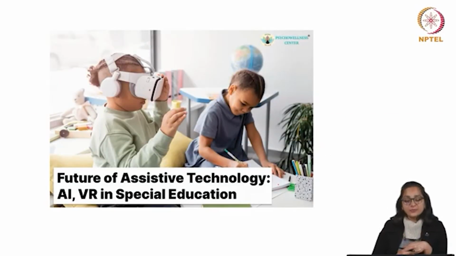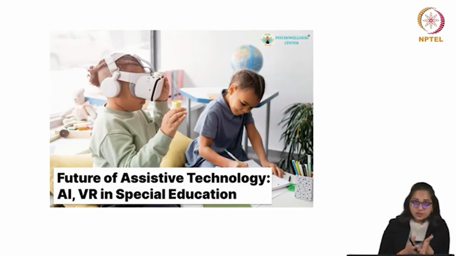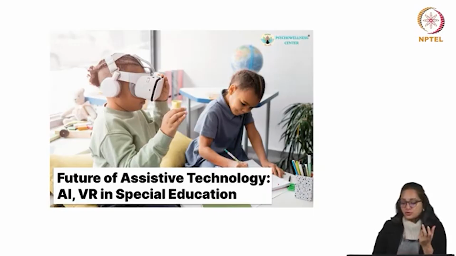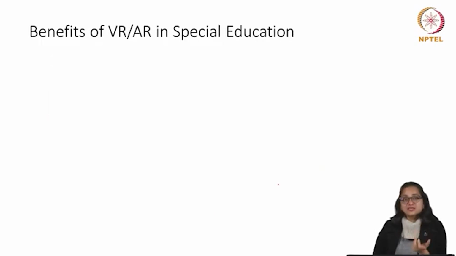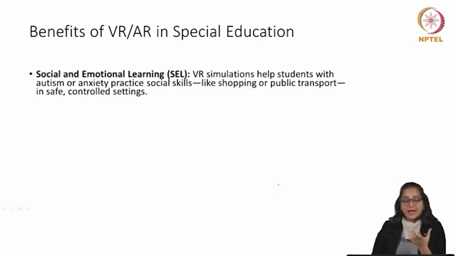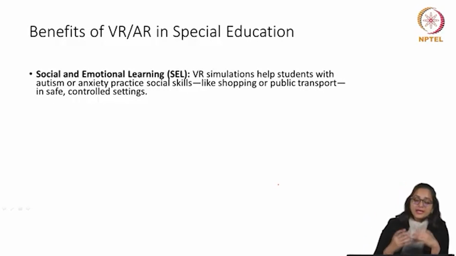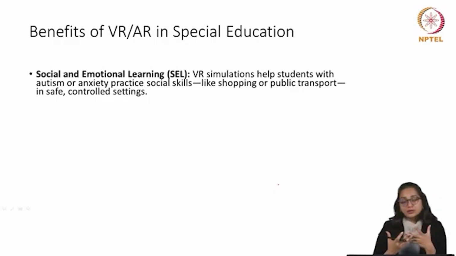Another very interesting aspect of assistive tech AR VR usage is in special education and assistive technologies. Particularly in special education, it is finding a lot of application. So one is social and emotional learning. VR simulations are able to help students with autism or anxiety practice social skills or life skills in a virtual simulated environment like shopping or public transport, and you can increase difficulty in a programmed, efficient manner.